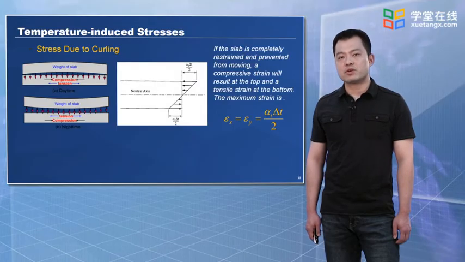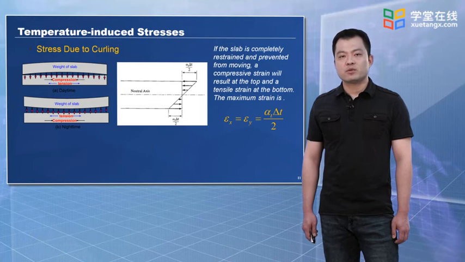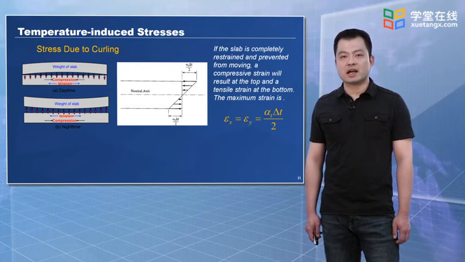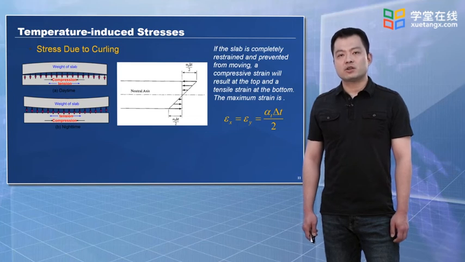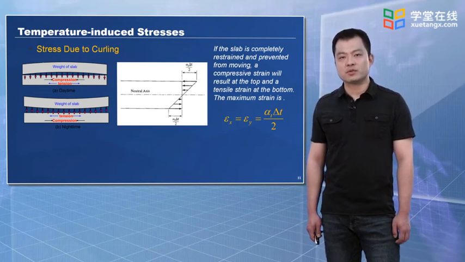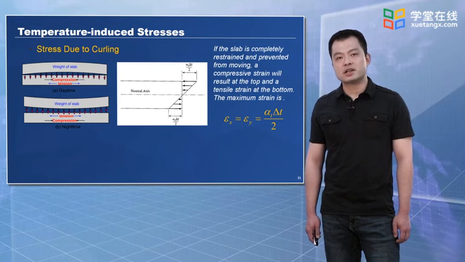Next, let's move to the thermal stress. As we mentioned before, during the day, when the temperature on the top of slab is greater than that at the bottom, the top tends to expand with respect to the neutral axis, while the bottom tends to contract. However, the weight of slab restrains expansion and contraction. Thus, compressive stress are induced at the top, tensile stress at the bottom. At night, the situation reverses.